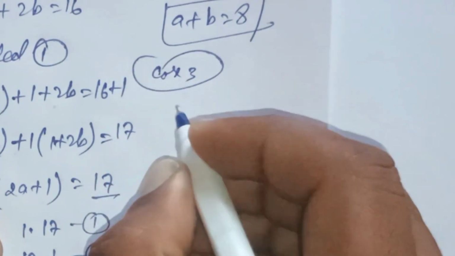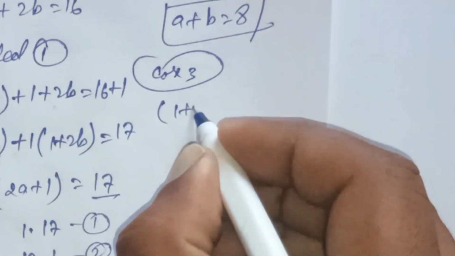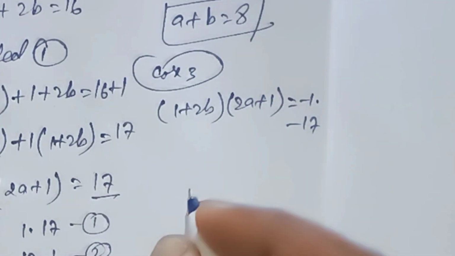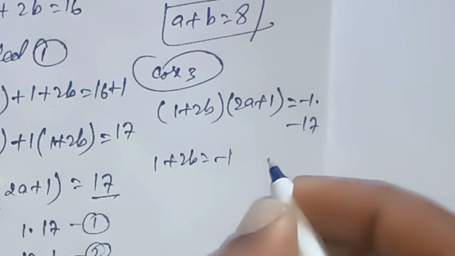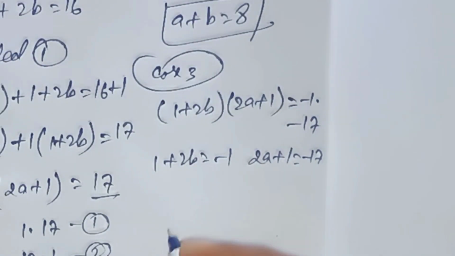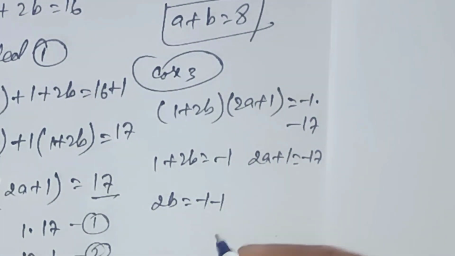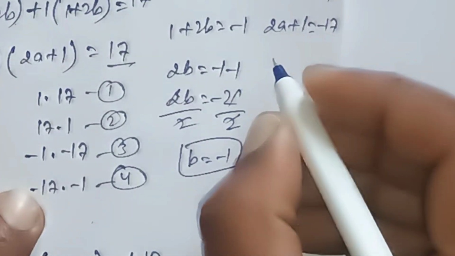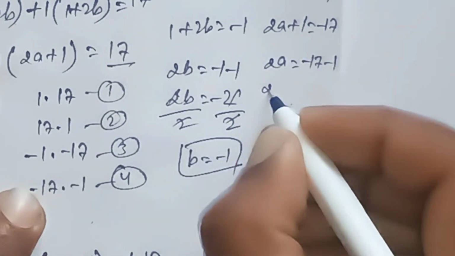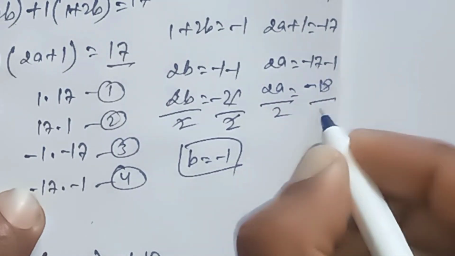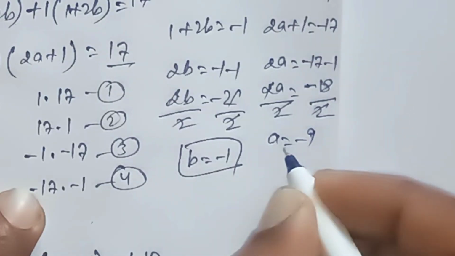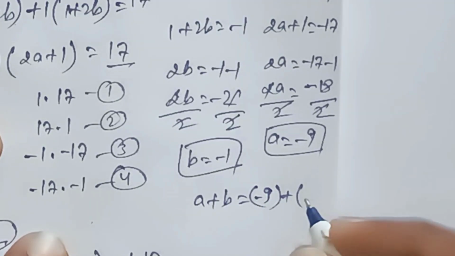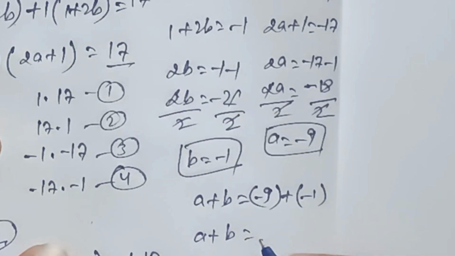Case number 3. Case number 3 is telling that bracket open 1 plus 2b into 2a plus 1 is equal to minus 1 into minus 17. Therefore, 1 plus 2b is equal to minus 1, 2a plus 1 is equal to minus 17. Here 2b is equal to minus 1, this comes this side, minus 1, 2b is equal to minus 2. Both sides divided by 2. Therefore, b is equal to minus 1. Here 2a is equal to minus 17 minus 1, 2a is equal to minus 18. Both sides divided by 2. Therefore, a is equal to minus 9. Therefore, a plus b is equal to a value minus 9 plus b value minus 1. Therefore, a plus b is equal to minus 10.